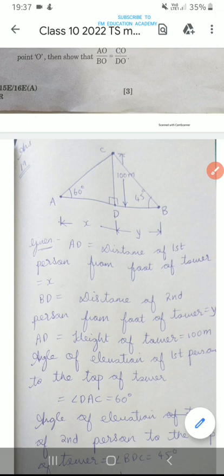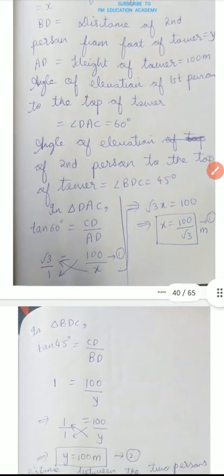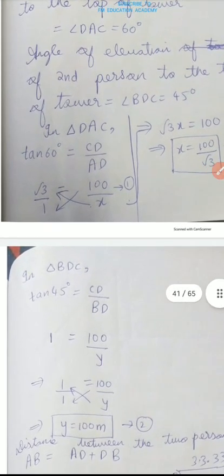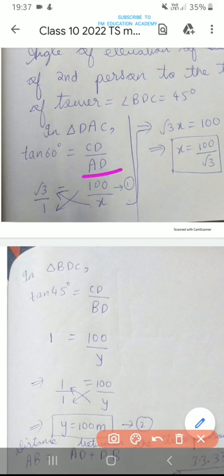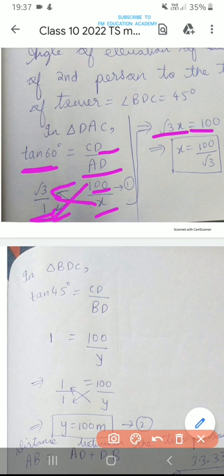Okay. So I have tan 45 is equal to 100 by Y, that is CD by BD, and in triangle DAC I have tan 60 is equal to CD by AD. Now what is the tan 60 value from the trigonometric table? Root 3 by 1, you need to remember that. CD is given as 100, AD is given as X. From the figure I am writing this, cross multiply, it becomes root 3 into X. Again, this also you cross multiply, 100 into 1 is 100. So we want the value of X, X is equal to 100 by root 3.